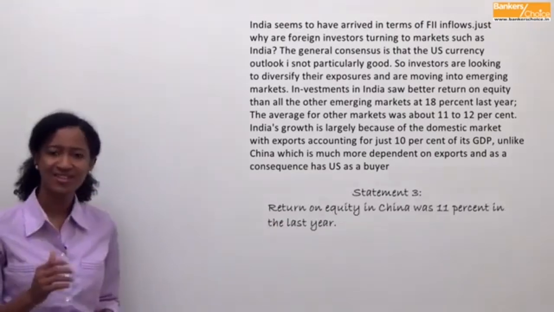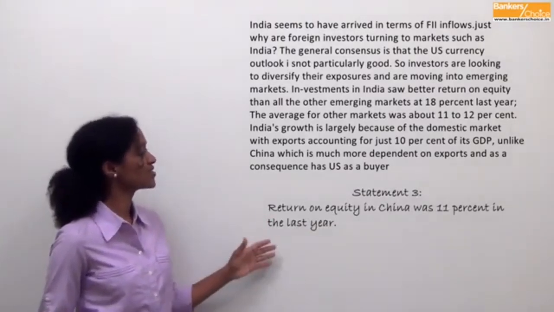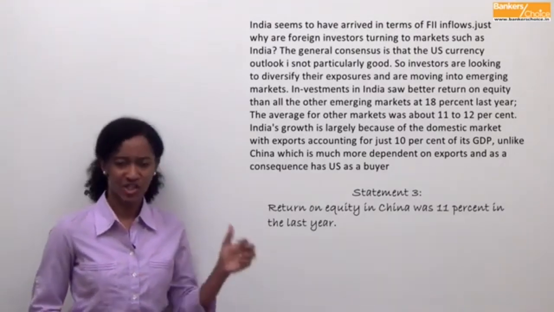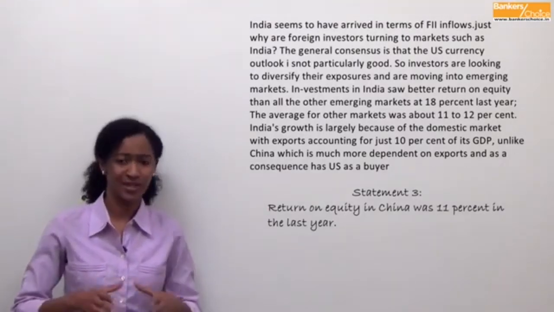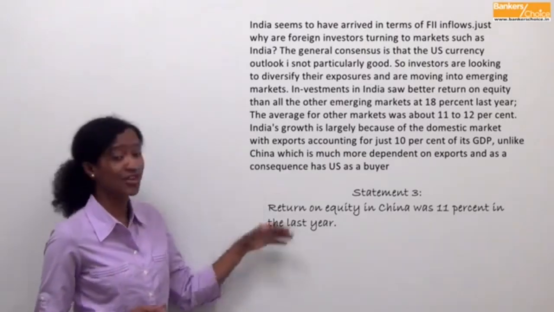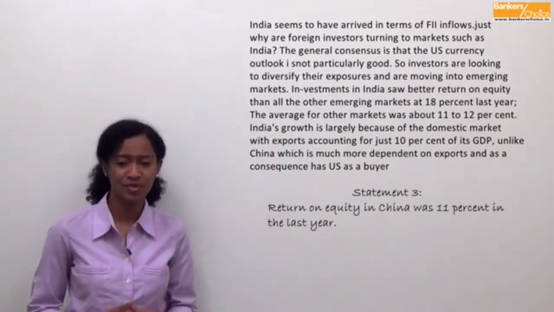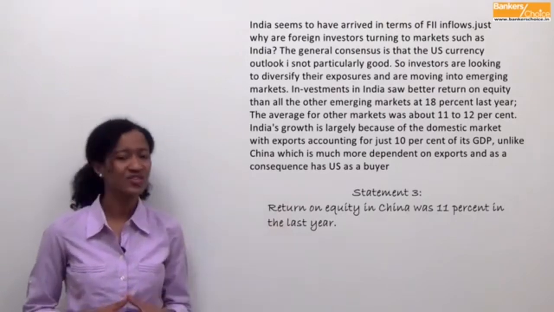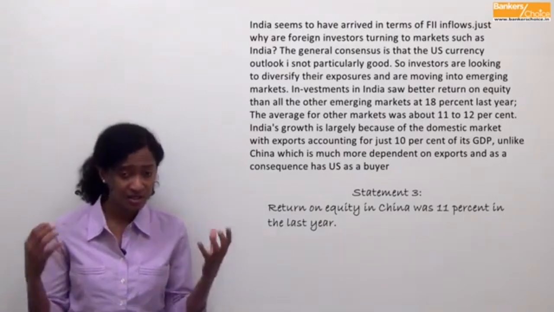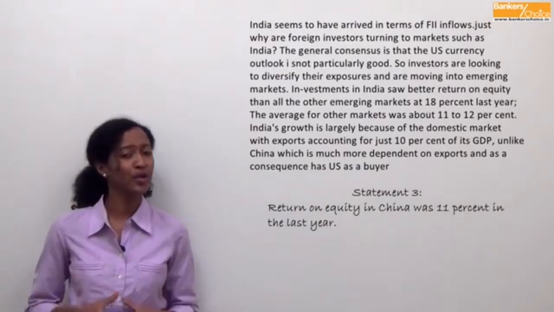Okay, let's look at our third statement. It reads, return on equity in China was 11% in the last year. So they're specifically talking about China here. We have information where India did well, 18%, and it just says the average for other markets was about 11 to 12%. It doesn't say China did 11%. So for me, the information given is inadequate. I can't infer this statement from the passage because there's not enough information supporting it. So I will go with option 3, which says inadequate data.